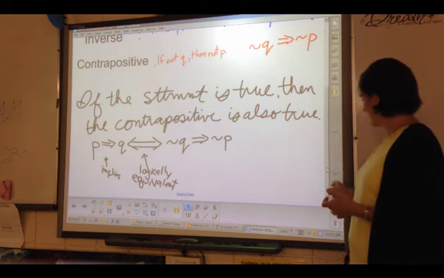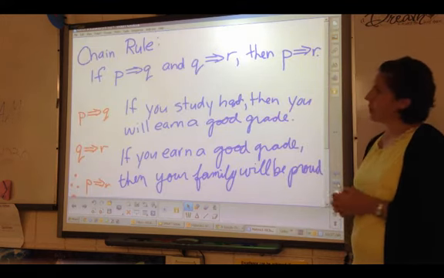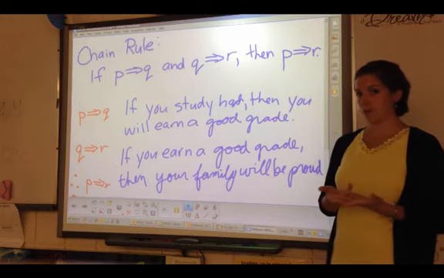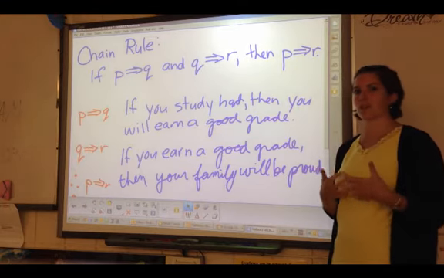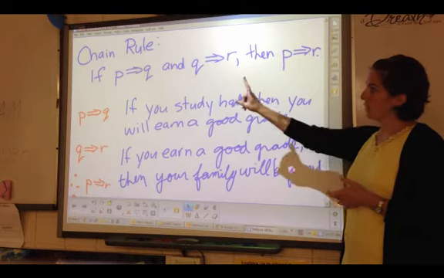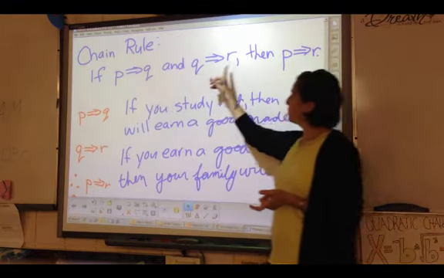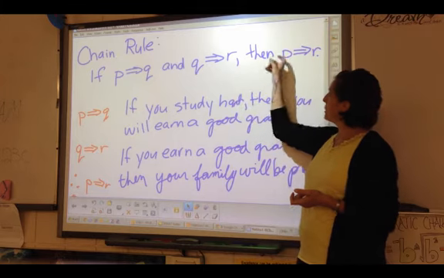What am I talking about? I'm talking about a problem when we start getting into the chain rule. Let's talk about the chain rule, and then we'll talk about that logically equivalent and what it does for us. So the chain rule says that if P implies Q and Q implies R, then P implies R.